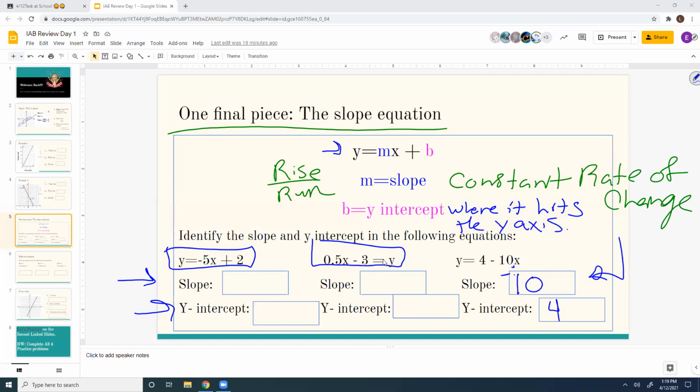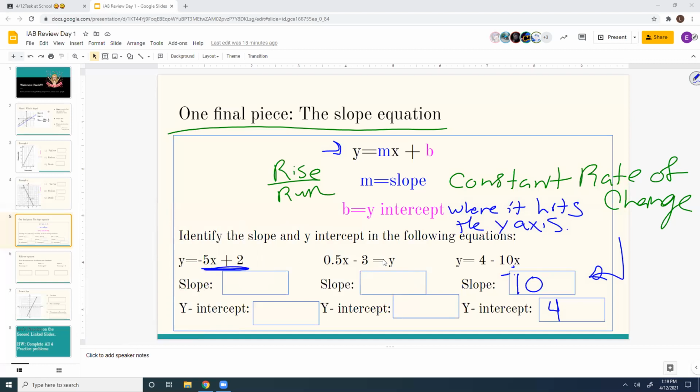Let's take a look at that first one here. I'd say of all three of these, he's the least worst. Okay, so we have y equals negative 5x plus 2. First thing we need to do is identify our slope. We look for the number that's what? Oh, I should have underlined this whole thing.